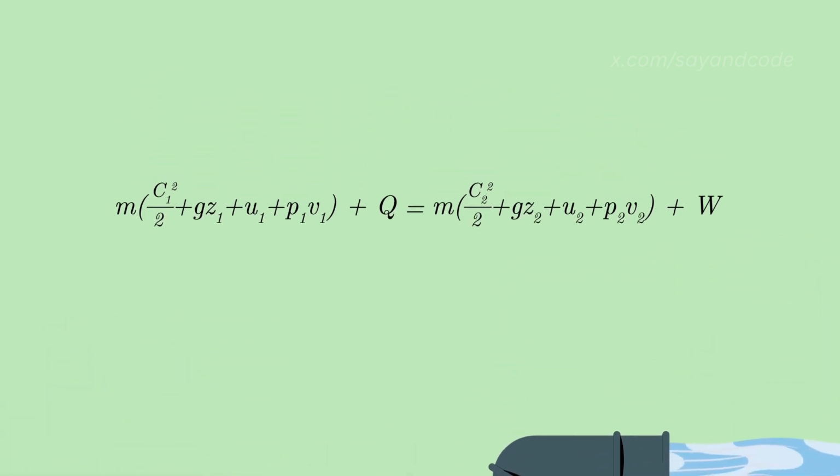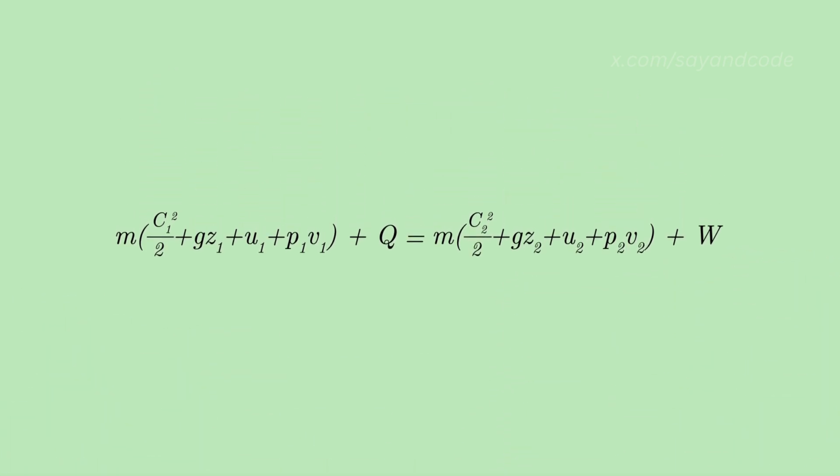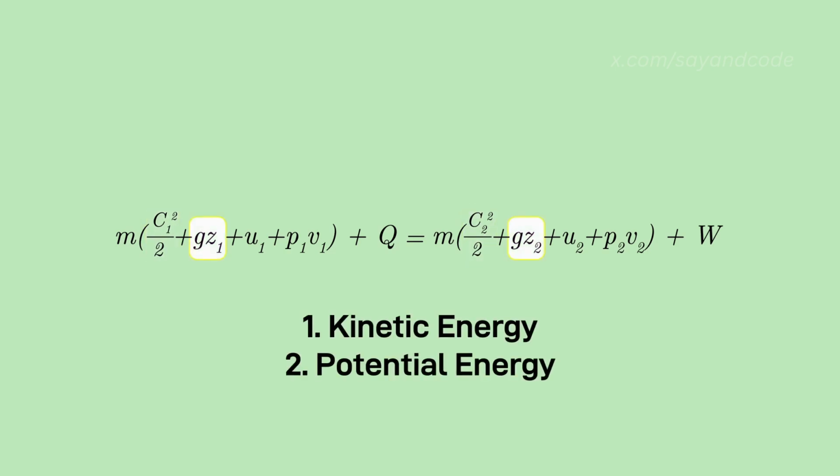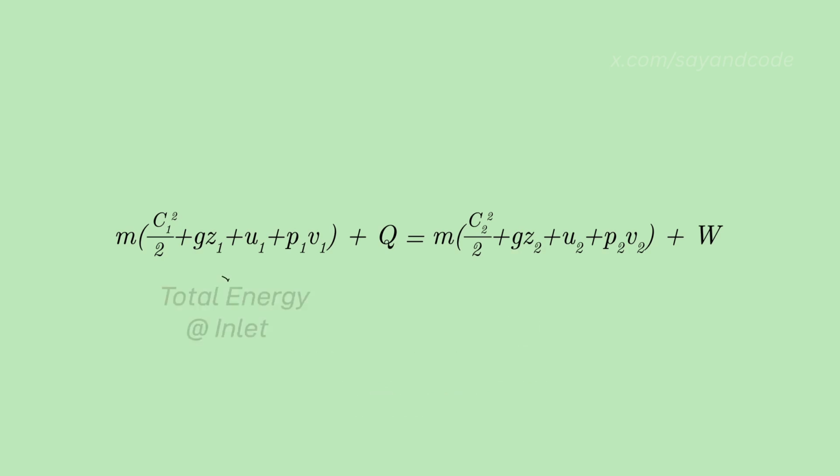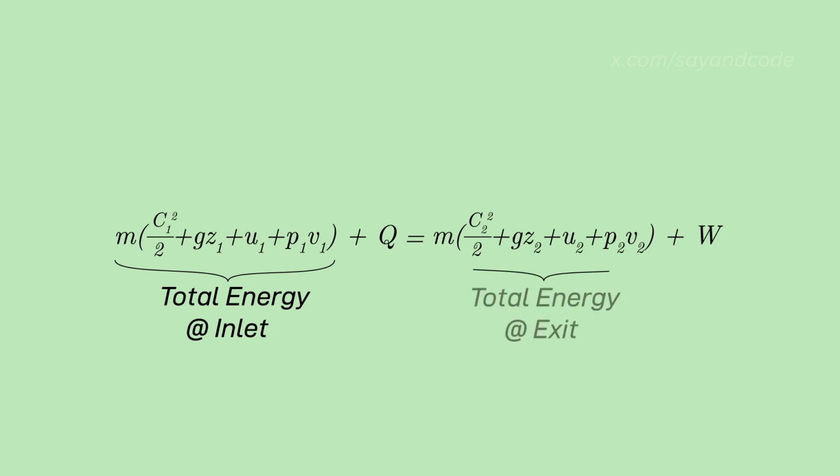The many different terms inside the total energy bracket can make this equation difficult to remember. An easy way to remember is that matter has the following energies: kinetic energy, potential energy, and enthalpy. The formulas for the individual energies are easy to remember. Then, all we have to do is put total energy at inlet plus heat on LHS, and total energy at exit plus work done on RHS. And we get the steady flow equation.